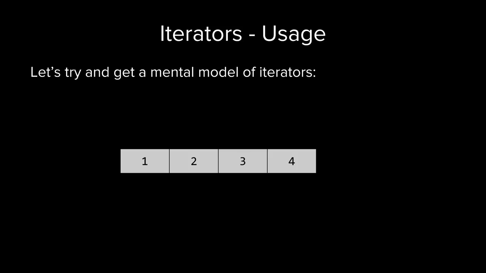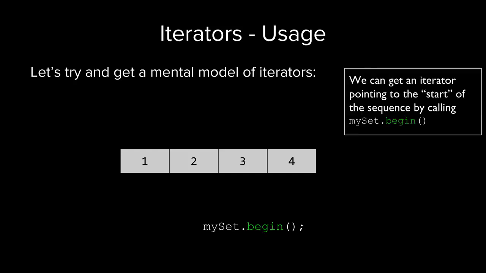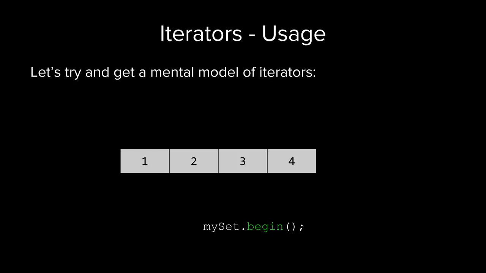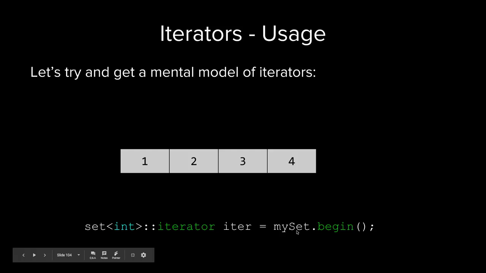So let's say you have a collection, and the iterators are letting you view this collection in a linear manner. If you had indices, you'd say, let me start at the zeroth index. Well, if you have iterators, you say, let me start at the begin iterator. So you call your collection's variable name dot begin, and it'll give you an iterator pointing to the start of the sequence. You want to store this in some variable called iter, and it has some type. That type is actually defined in the class that you're using. So if my set is a set of ints, then in the set int class, there's an iterator type that you will refer to when you want an iterator. Just to recap, you're getting the beginning iterator and storing it in a variable, and the type of this iterator is defined in the class.